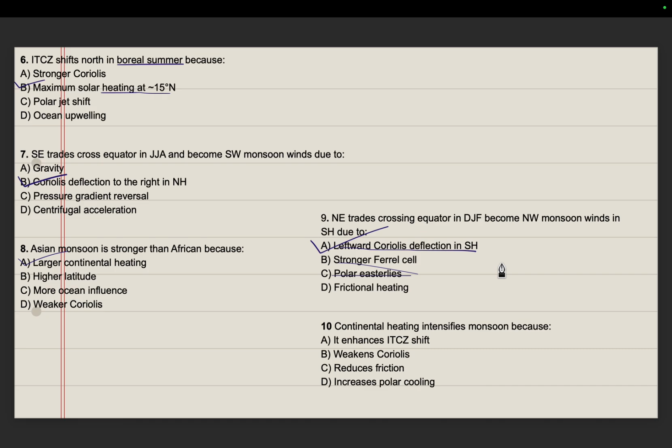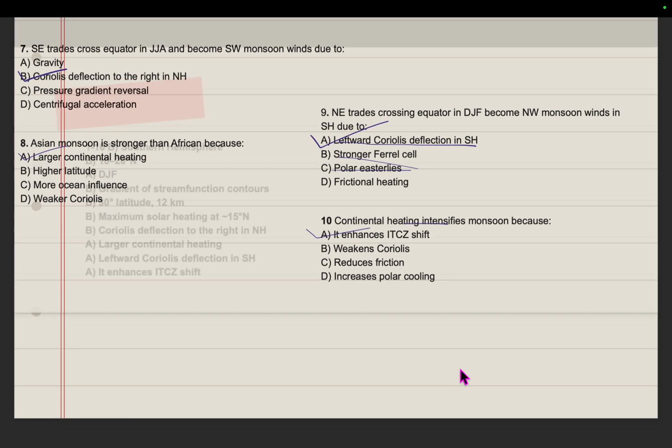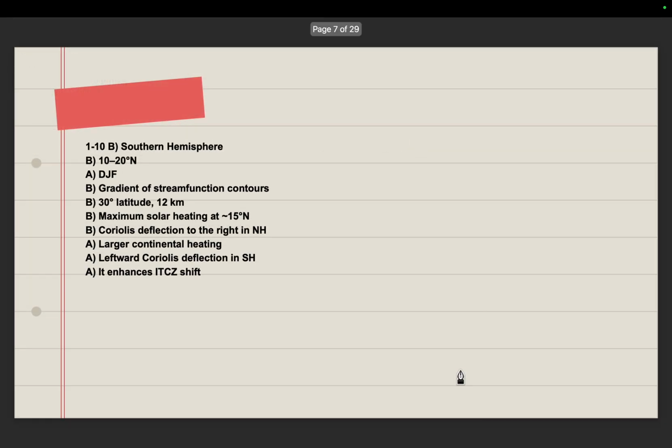For question 10, option A is correct. Intense continental heating is directly linked with the intertropical convergence zone shift. Question 10, option A is correct.